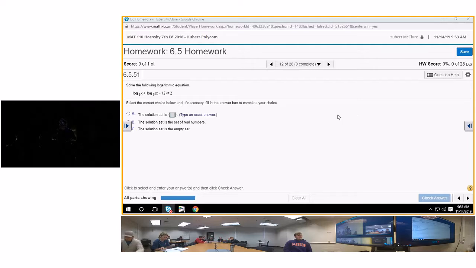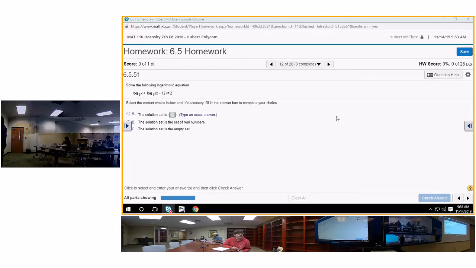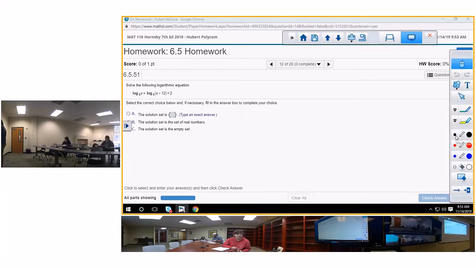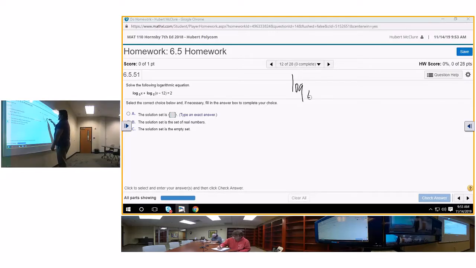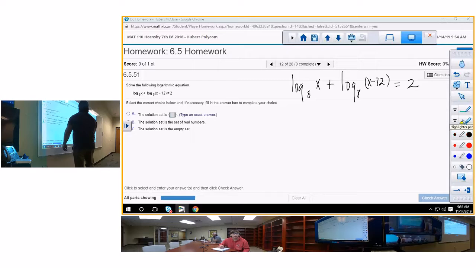Yes, sir. All right. So, what do you notice about this problem from the get-go? There's 2 log of 8. Same base. So let's write down same base. So that means you need to rewrite. We've got log base 8 of x plus log base 8 of x minus 12 is equal to 2. So the first thing you're going to do is highlight in your notebook these 2.